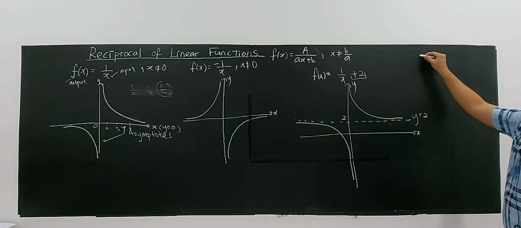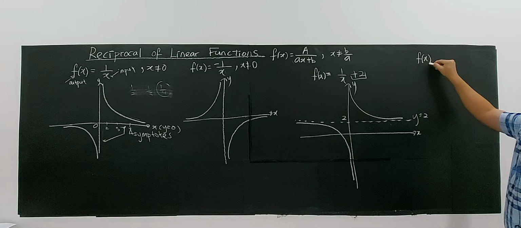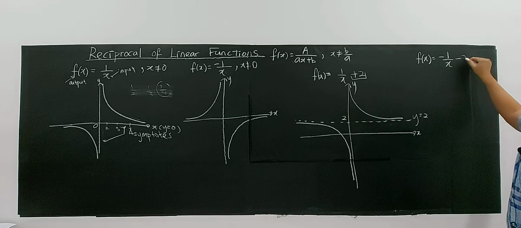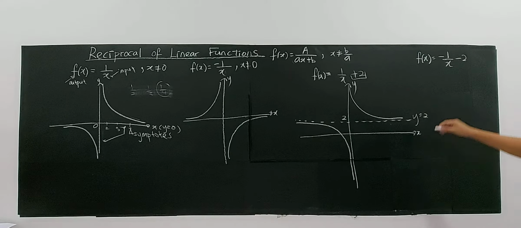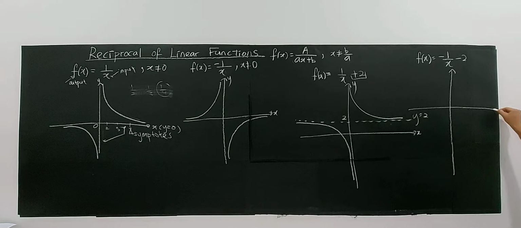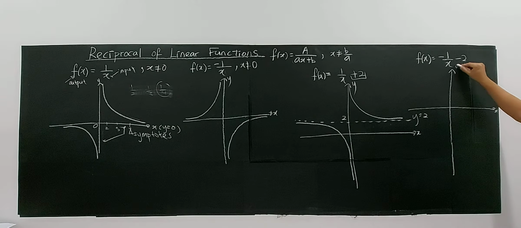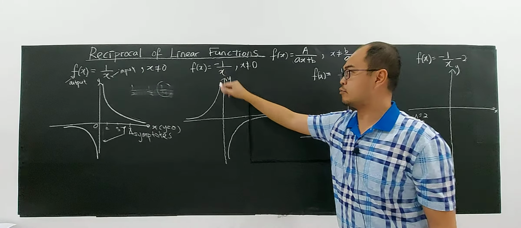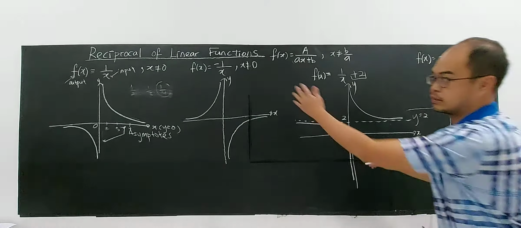Alright, I give you another example. For example, if I have f(x) equals negative 1 over x minus 2, right? Minus 2. So the same thing happens. So you have graph x and y. So negative 1 over x, you know the graph will be this one, right?